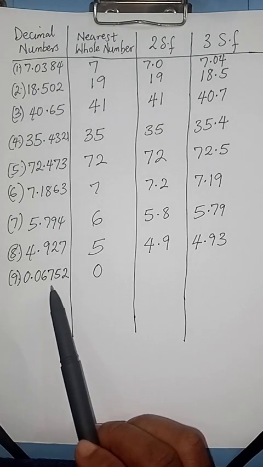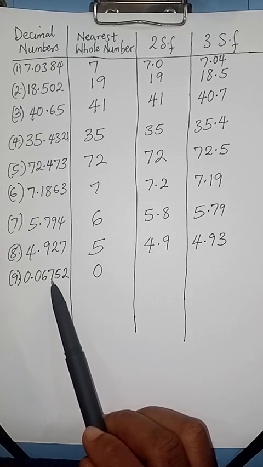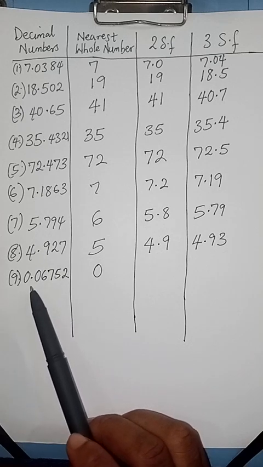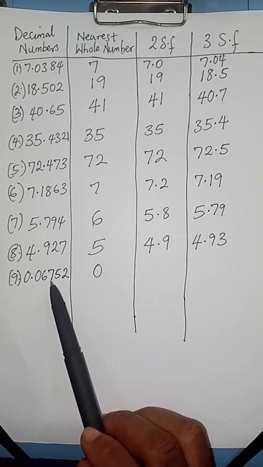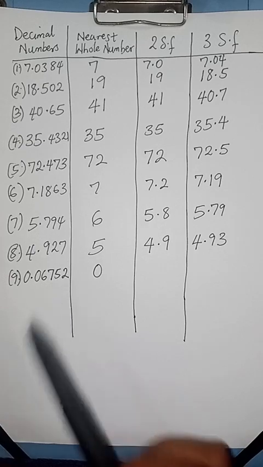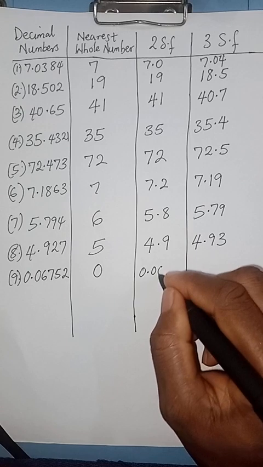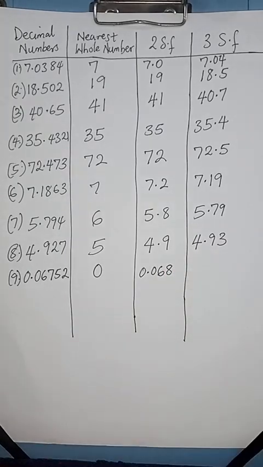So to 2 significant figures, it will be 0.067 because the 6 and the 7 are the 2 significant figures. But before I write 0.067, I have to check the digit after 7. It's 5. What does that tell you? Rounding up. So this becomes 0.068. I hope it makes some sense.